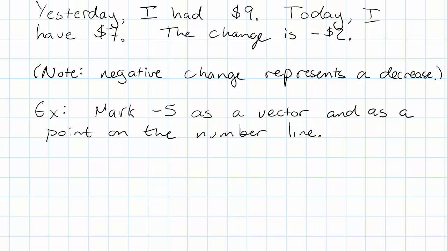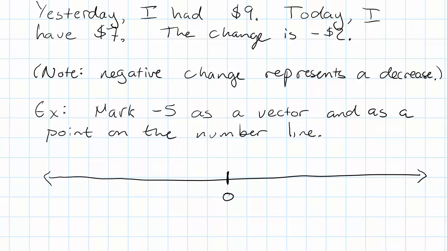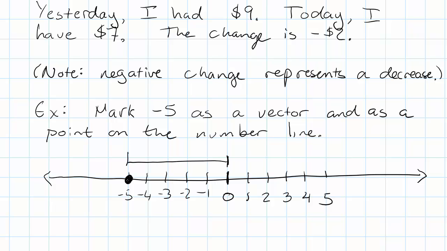Now that we have the negative numbers, remember, 0 has to be in the middle, with the negative numbers going off to the left and the positive numbers going off to the right. So negative 5 is this point on the number line, or the vector that starts at 0 and goes 5 to the left.